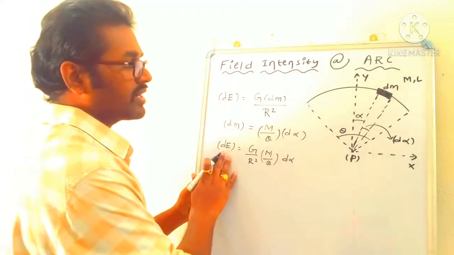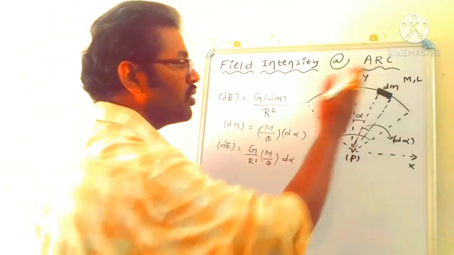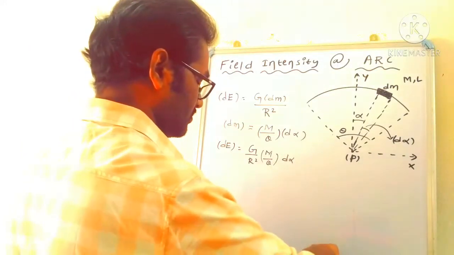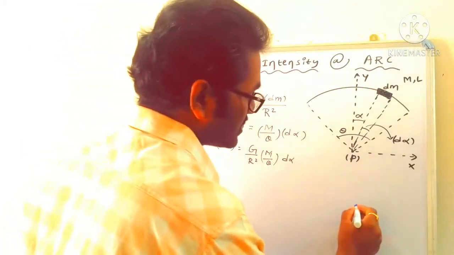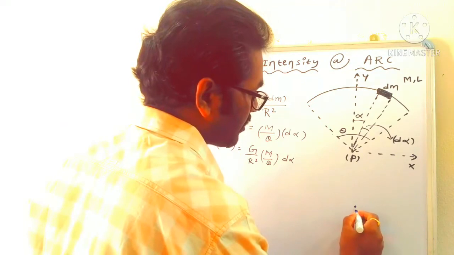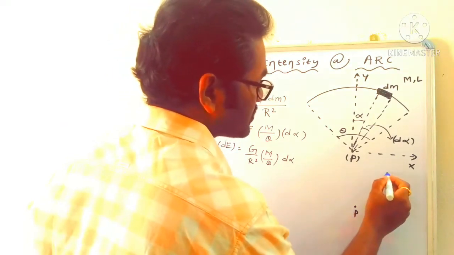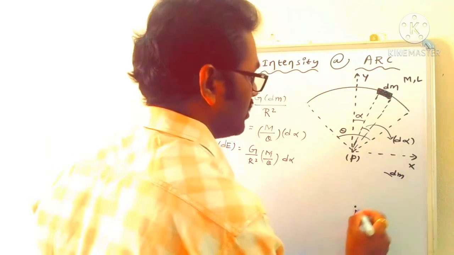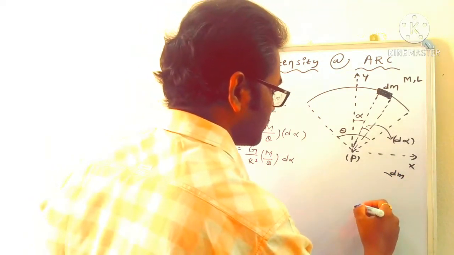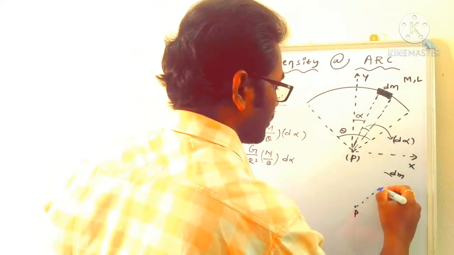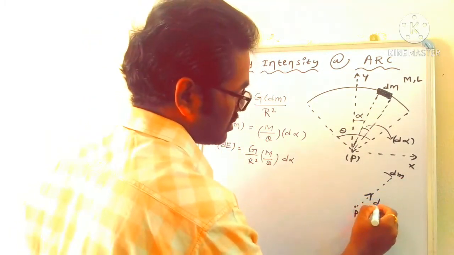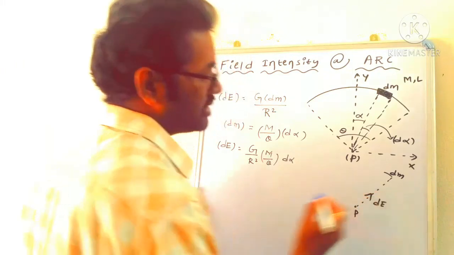Now, this vector is acting towards dm. Suppose this is the point P, and here is the small element, this is dm. Then we can take a line, and along this line we have got the field intensity dE.